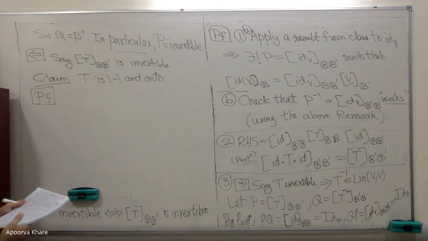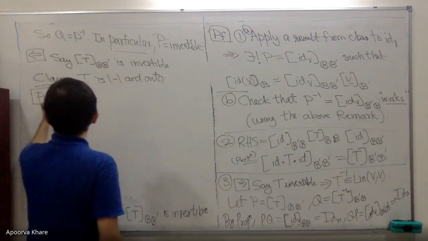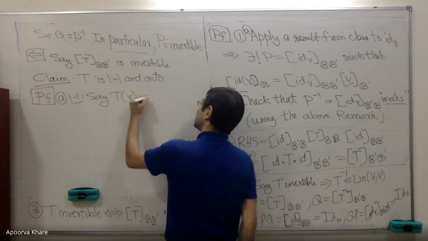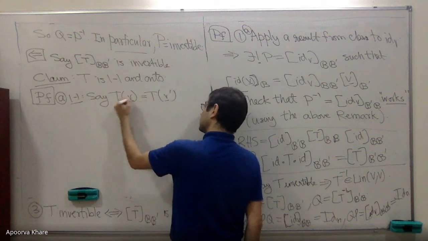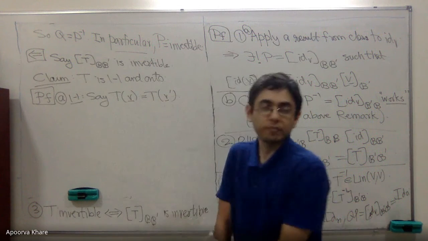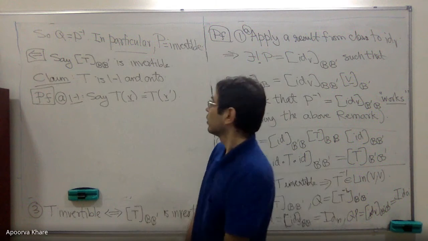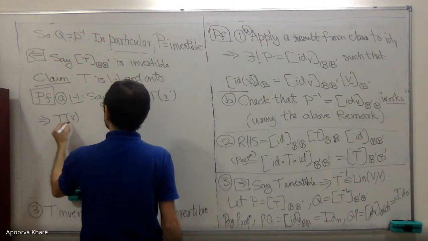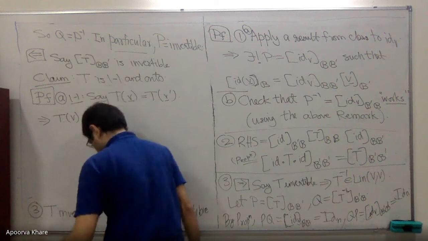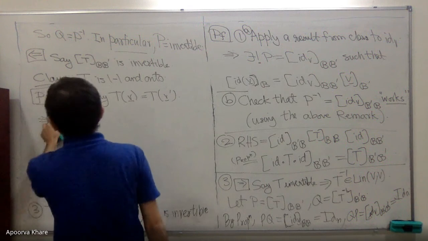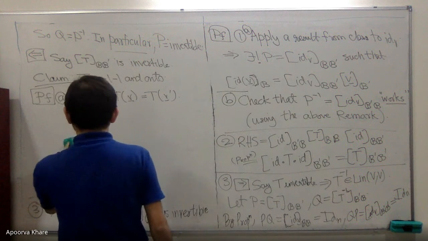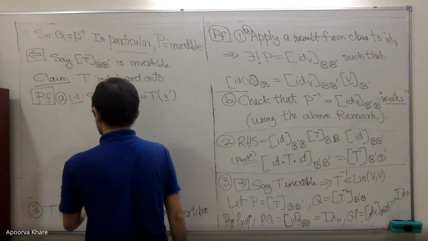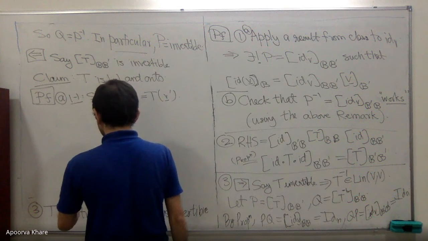Okay. So first of all, let's say 1 to 1. Right? So suppose T of v equals T of v prime. We want to prove that v equals v prime, where v and v prime are obviously vectors in V. Let's just do it the simple way, by saying that T of v equals T of v prime.